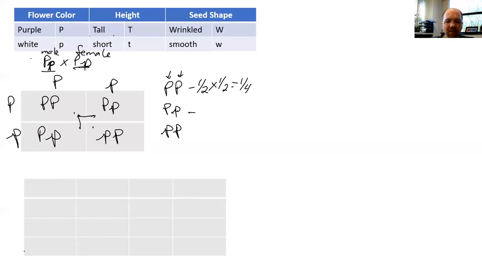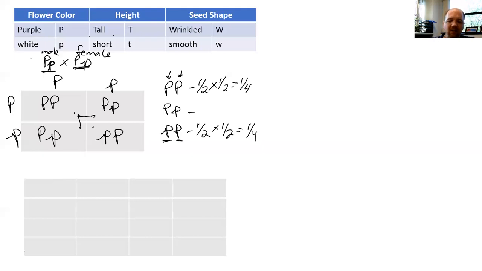Next, let's look at the homozygous recessive. So the chance of getting a small p from dad is 50%, because half of his alleles are small p. Chance of getting a small p from mom is 50%, same thing. So we get 1/4, and we see that in the Punnett square as well.